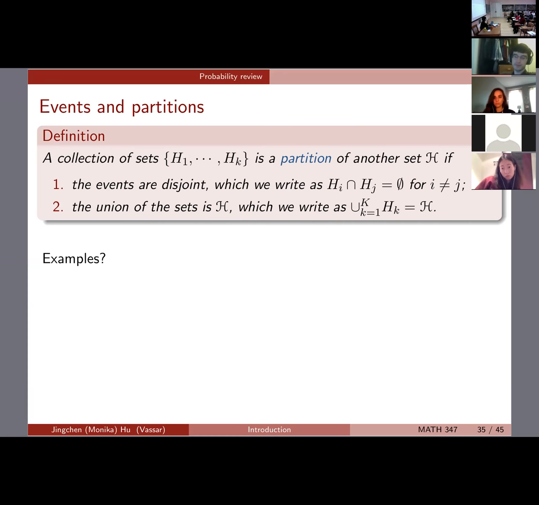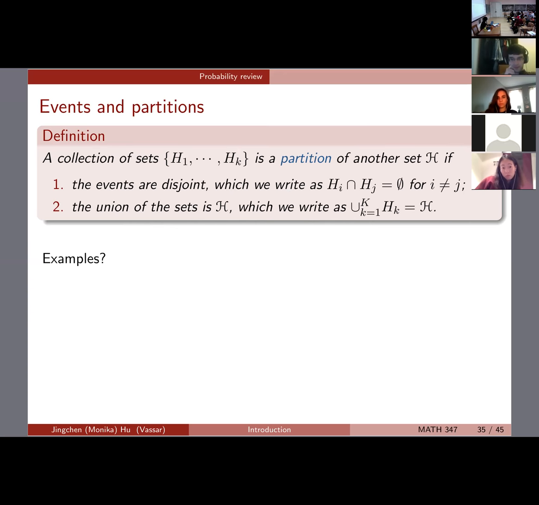But for the definition, H1 until HK is a partition of another set H if, first of all, the events need to be disjoint. So you see that the intersection of these two is an empty set. They cannot happen at the same time. And the union of all of the subsets is the bigger set itself. You can write the union, K from one to capital K, of H subscript K to be H. So just now I gave an example of a partition.